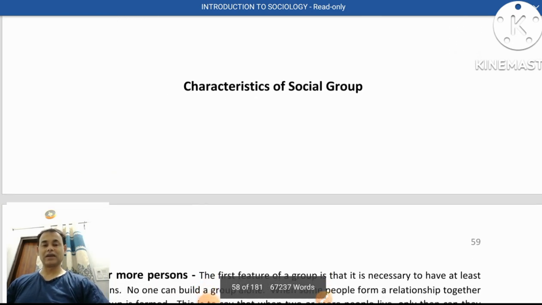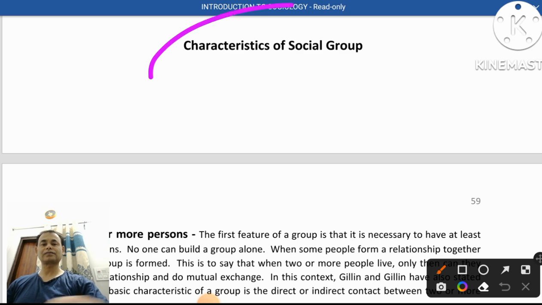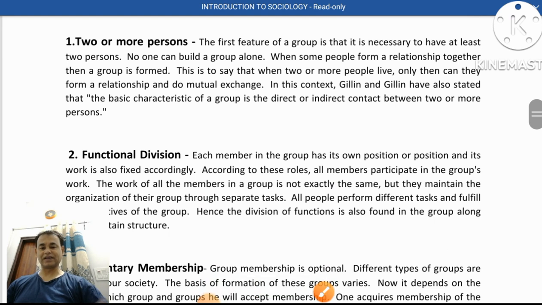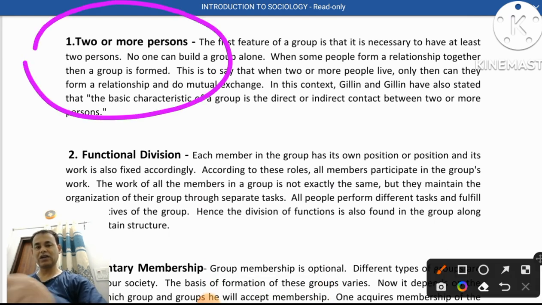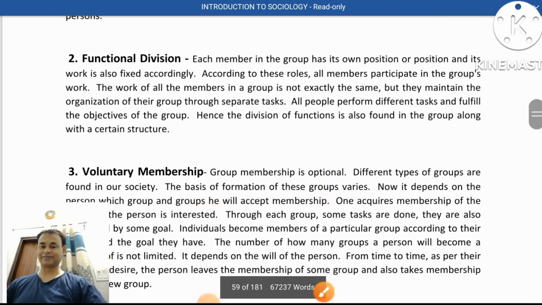Now, on the basis of the definitions, we can understand the characteristics of a social group. Two or more persons: the first feature of a group is that it is necessary to have at least two persons. No one can build a group alone. Functional division: each member in the group has their own position and own function. According to these rules, all members participate in the group's work.